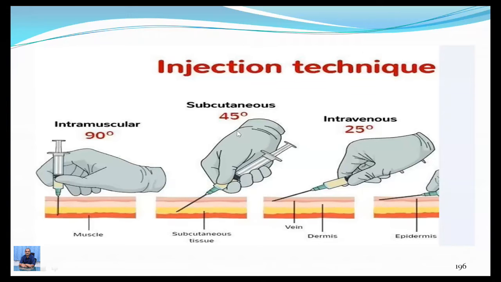And for subcutaneous, the syringe should be held at a 45-degree angle. Below the skin, this is the skin, below the skin, the injectable material should be deposited. Whereas for the intravenous route, it needs to be about 25 degrees. This is not the standard, this is the type of injection that should be given, but the technique may be a little bit different, but the site in which the drug is deposited is the same in all.